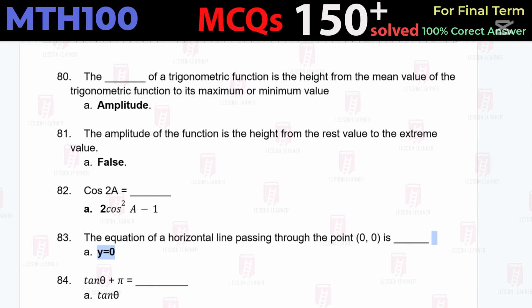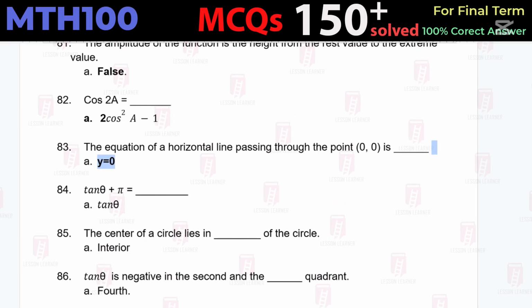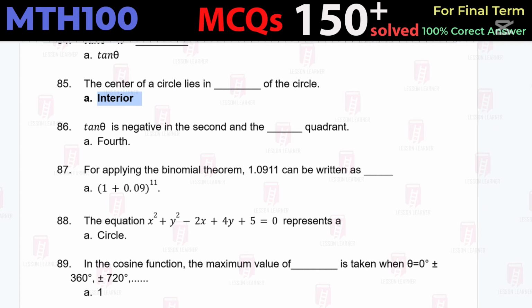Tan theta plus pi is equal to tan theta. The center of a circle lies in the interior of a circle. Tan theta is negative in the second and the fourth quadrant.